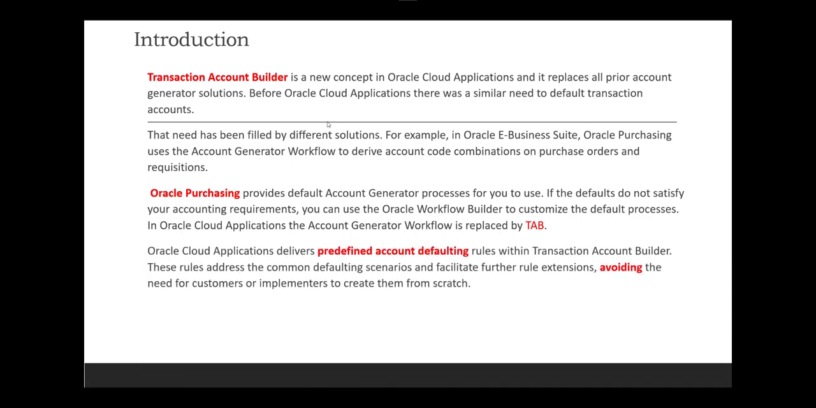Oracle Cloud applications delivers predefined account defaulting rules with TAB. These rules address the common default scenarios and facilities for rule extensions, avoiding the need for customers or implementers to create them from scratch. For example, in Oracle Purchasing, there are default accounts for accrual account, charge account, variance account, and so on. This is by default. In case your customer or your organization needs to make some change, it depends on custom rules, customization, different scenarios. So you have to update it or create your own TAB, or Transaction Account Builder, and replace the default with your customized one.